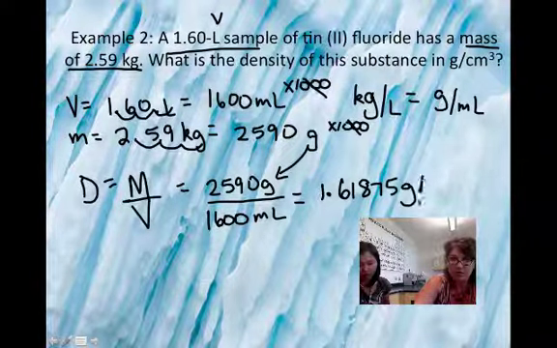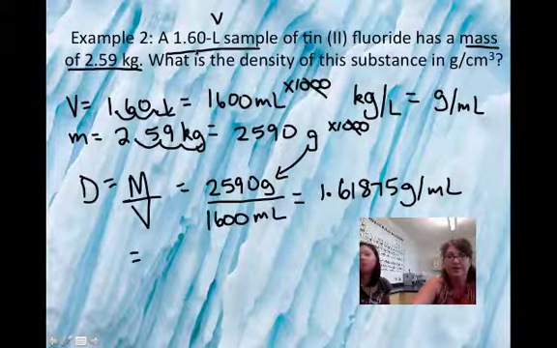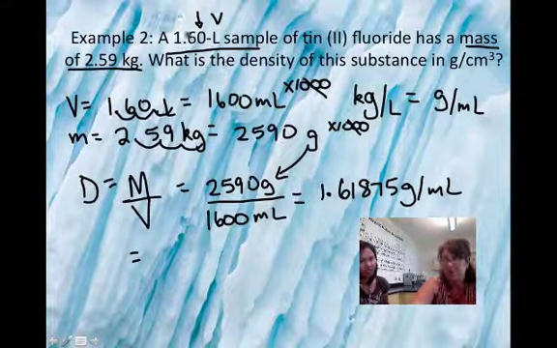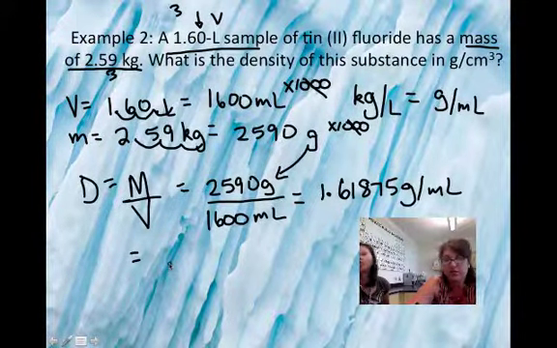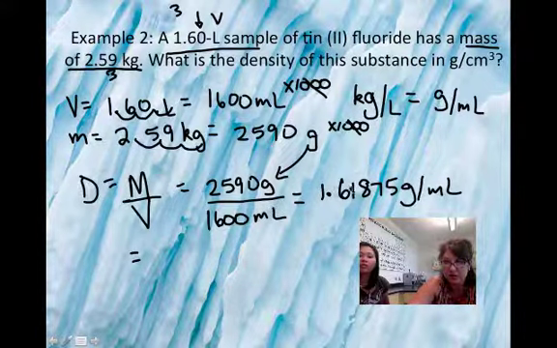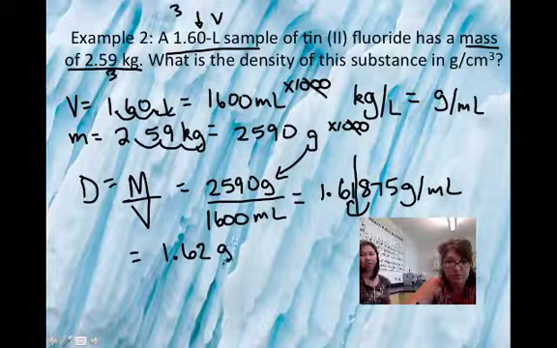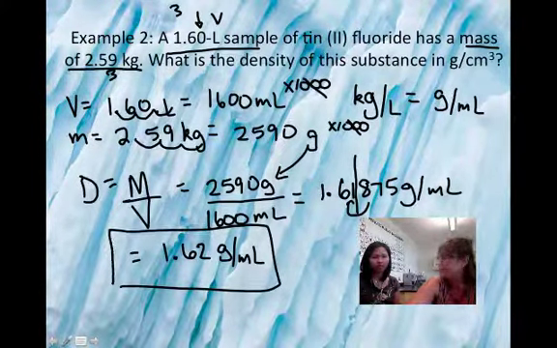Let's write down the whole number first. Should we keep all of that calculator vomit? Let's try to count. Do we count this 0 as significant if it follows a digit and a decimal? Yes, it is. So that has 3 sig figs, and this has 3 because no zeros. So 3 sig figs in our answer: 1, 2, 3. That 8 is going to make a difference. So final answer is 1.62 grams per milliliter. Put that final answer in a box so that it's easier for us to find. Great. So that's how we do density problems.